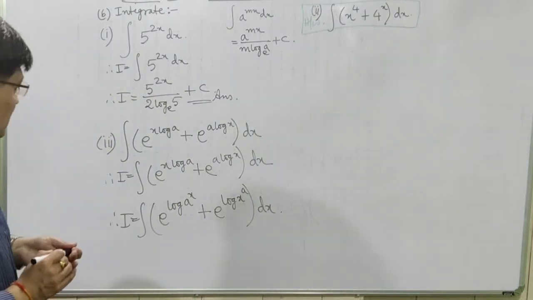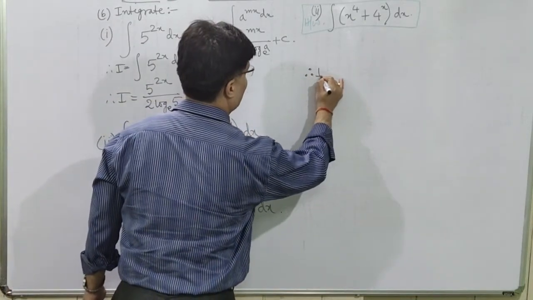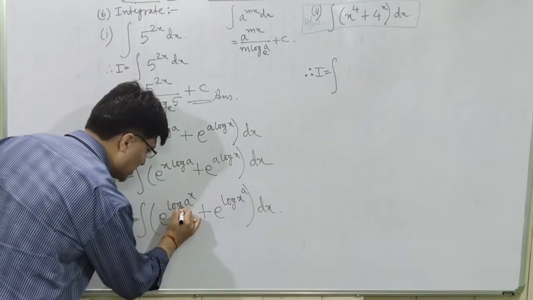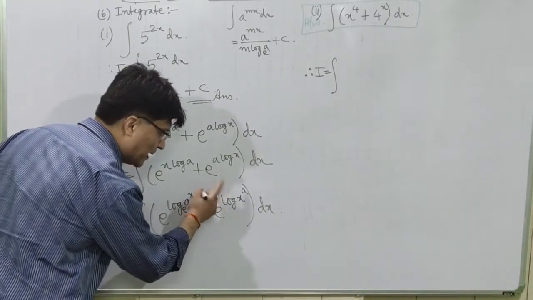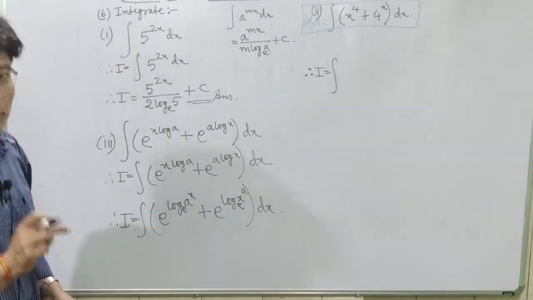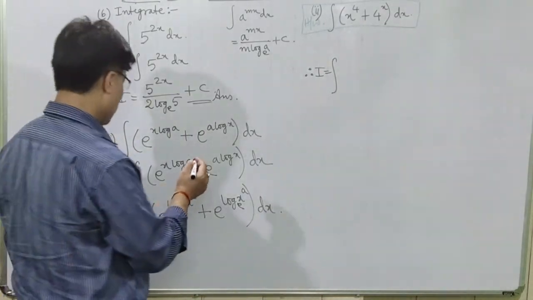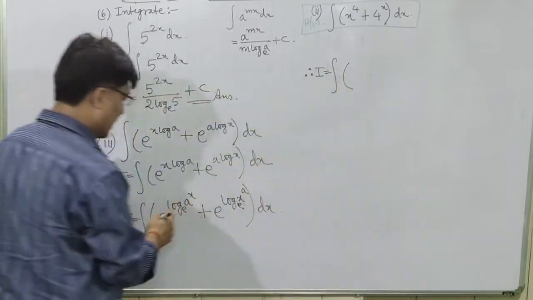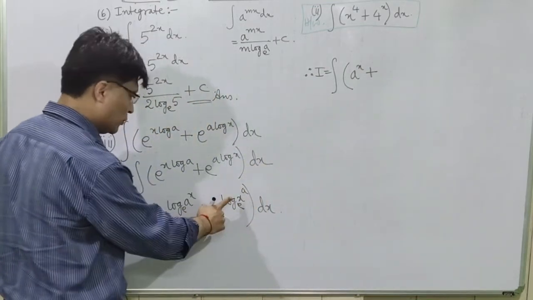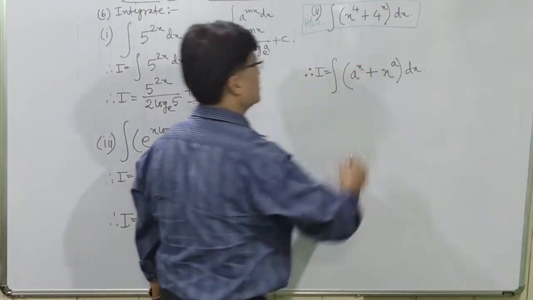Is that clear? Now you can simplify it further. So therefore I is equal to integration of, now since there is no base here, the base is e. Here also there is no base, the base is e. So it is just like e to the power log x base e. What is e to the power log x base e? Which is equal to x. Okay. So therefore I is equal to, within bracket, what do we have here? A to the power x plus, here what do we have? X to the power a, bracket close, dx.